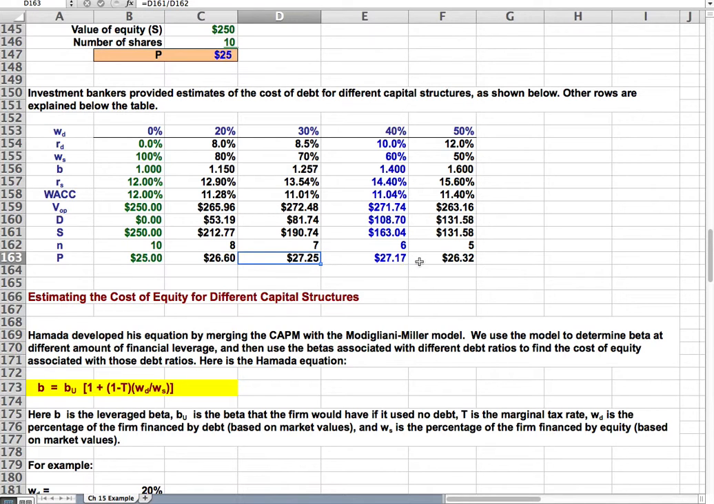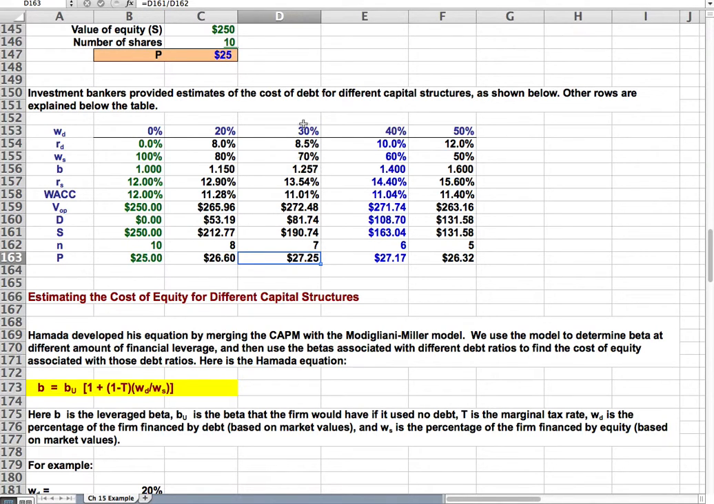27.25 is higher than this, higher than that, higher than this. So our price per share is highest where our weighted average cost of capital is lowest. In other words, we're looking for that debt to equity split, in this case 30-70, where we minimize our weighted average cost of capital, which is therefore going to maximize our value of operations, right? And come up with the highest price per share.